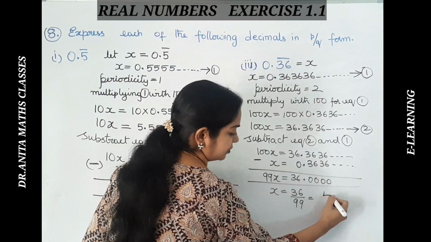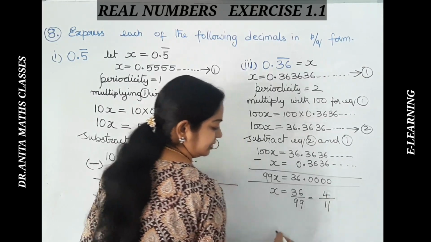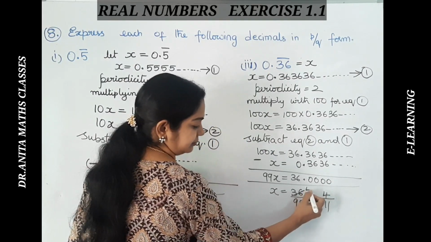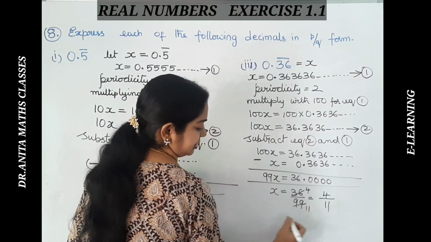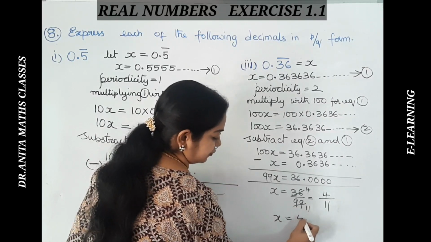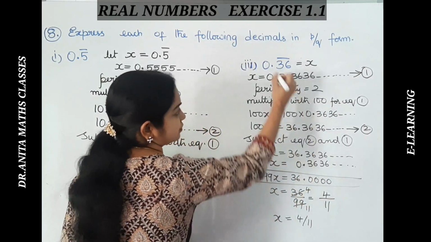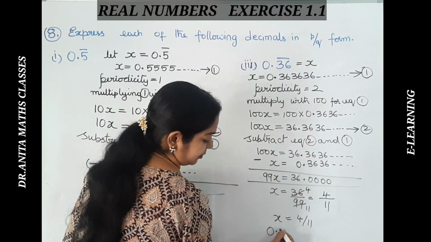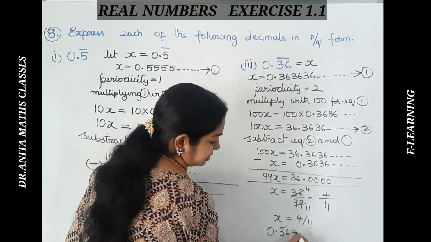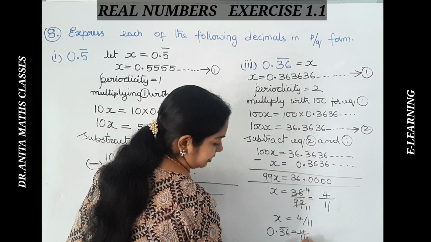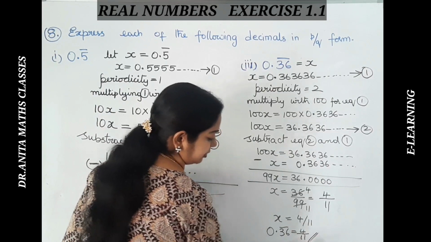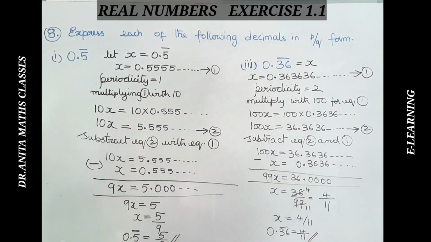So 9 fours, 9 11s, right? 9 fours here, 36, 9 11s. So x is equal to 4 over 11. So what is x? What I supposed x as? 0.36 bar. So that is equal to 4 over 11, which is the p by q form. Pause it and note it down.